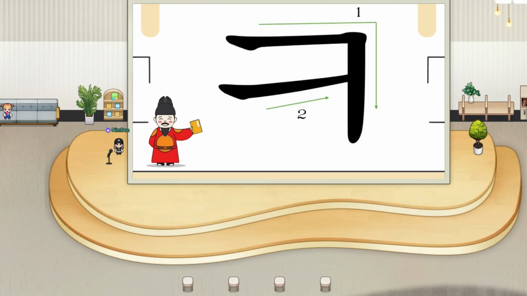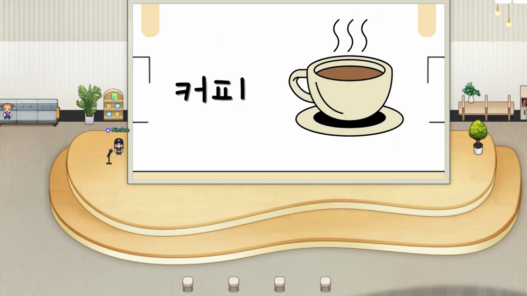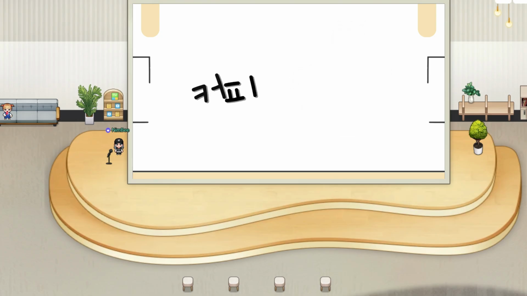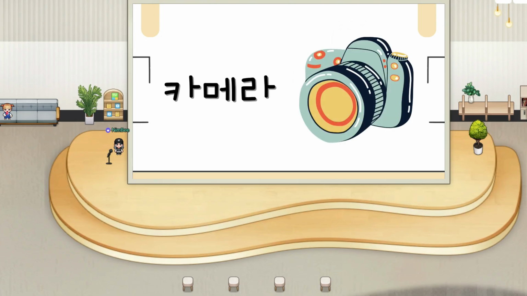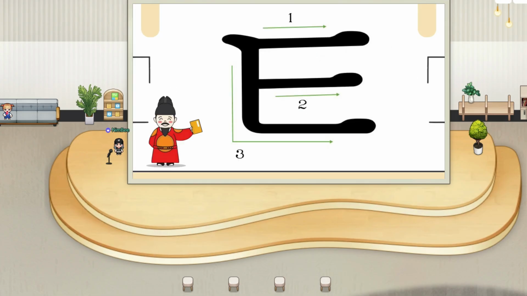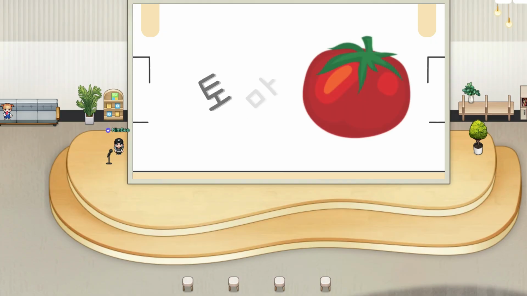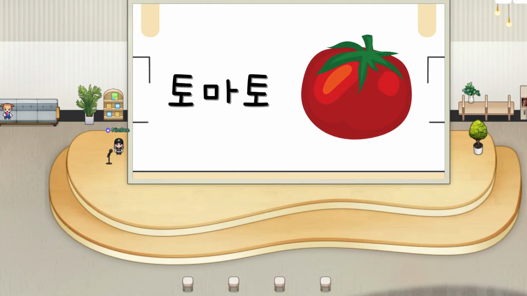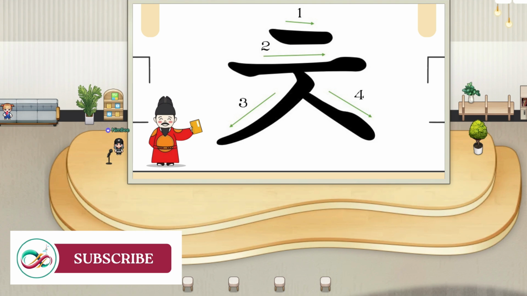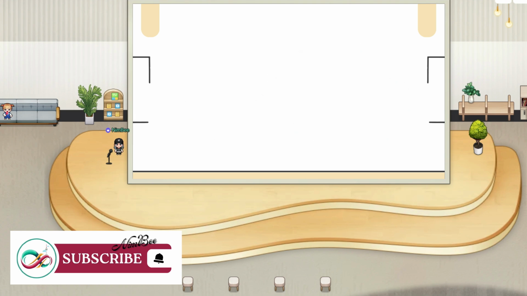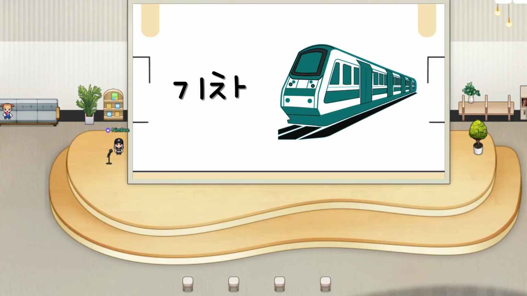The next consonant is 키읔, more pressure to the k sound. The example is 커피, coffee. The next example is 카메라, which means camera in English. Next one is 티읕, more pressure to the t sound. Examples are 필통, pencil case, and 토마토, tomato. Next consonant is 치읓, which has a ch sound, like 차, car, and 기차, train.